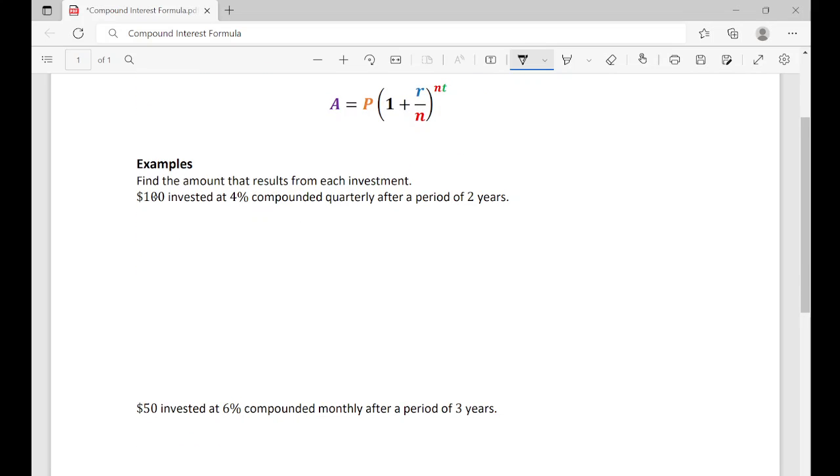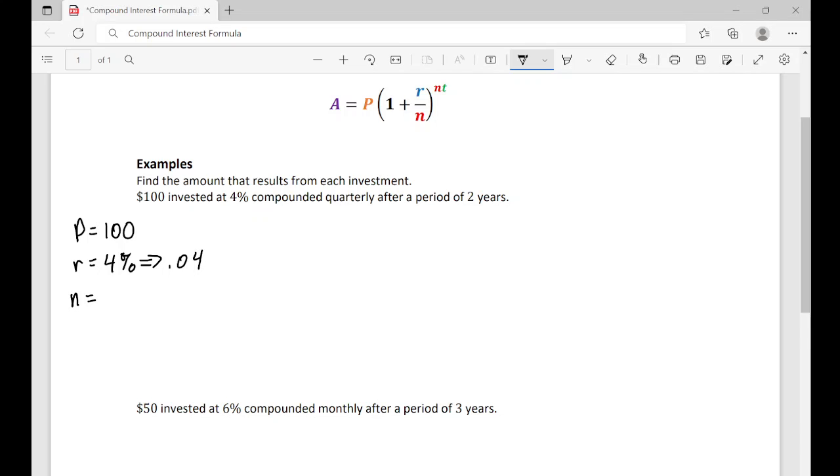So we have $100 invested at 4% compounded quarterly after a period of 2 years. So let's start off with what we know. We have an initial amount, P, of $100. We have a rate or percent of 4%, but we cannot work with percentages when it comes to this kind of thing, so we have to convert it to a decimal. So just divide it by 100, and we're going to get 0.04.